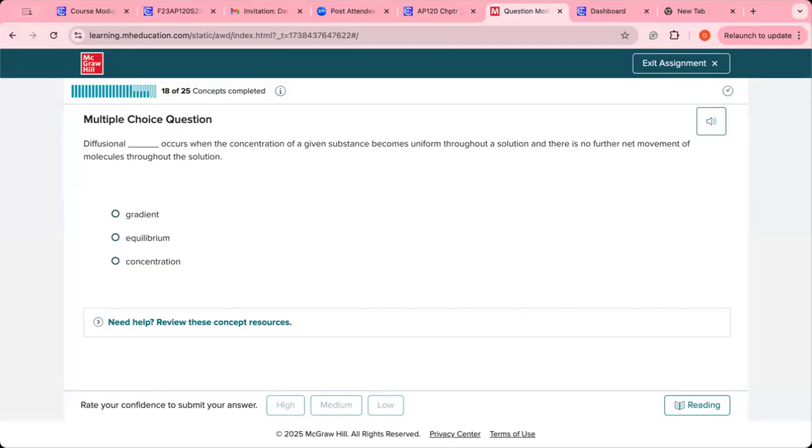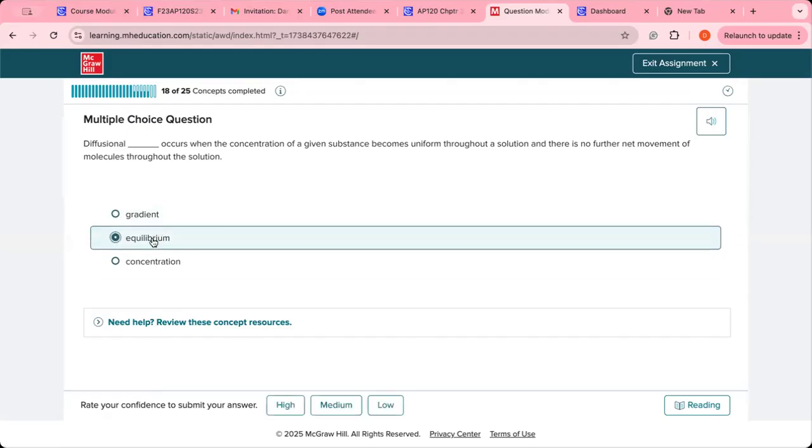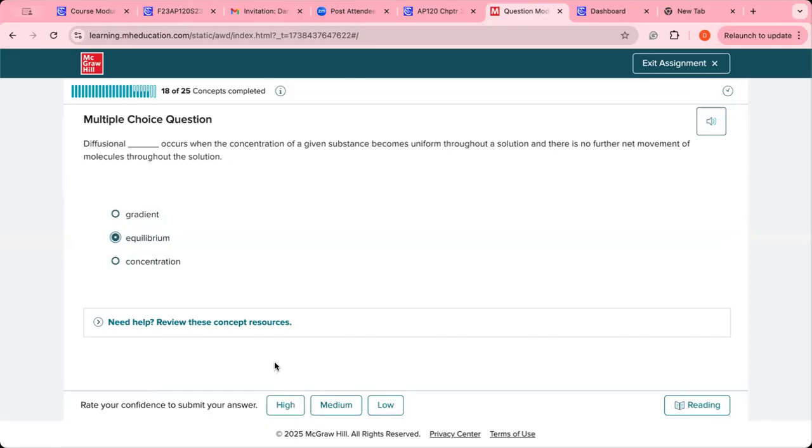I think it's gradient. It's moving down the gradient, and when it becomes uniform, when it becomes the same, it's equilibrium. Because equal means the same. Diffusional equilibrium occurs when the concentration of a given substance becomes uniform throughout. Because it doesn't move anymore because they're equal. It's moved down the gradient already. And the state that we get is called equilibrium.